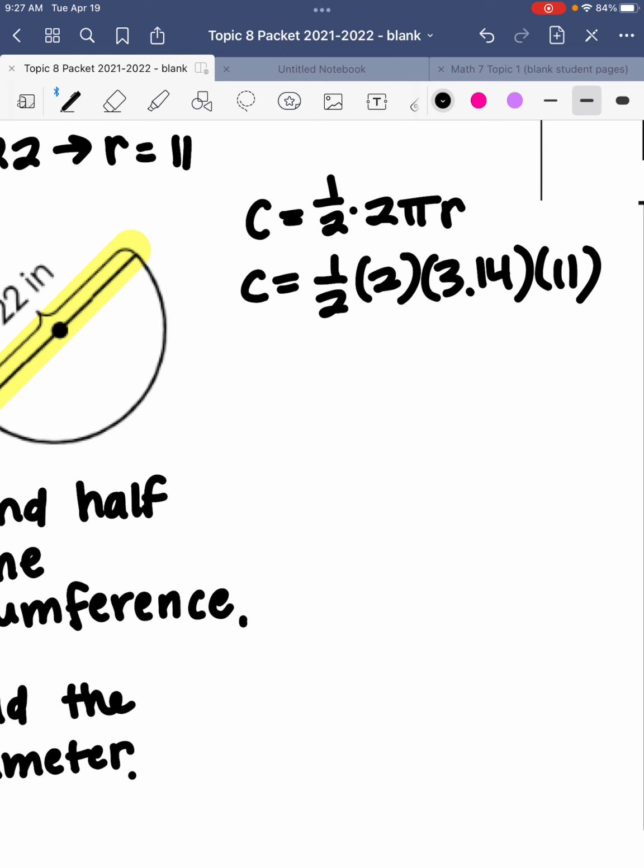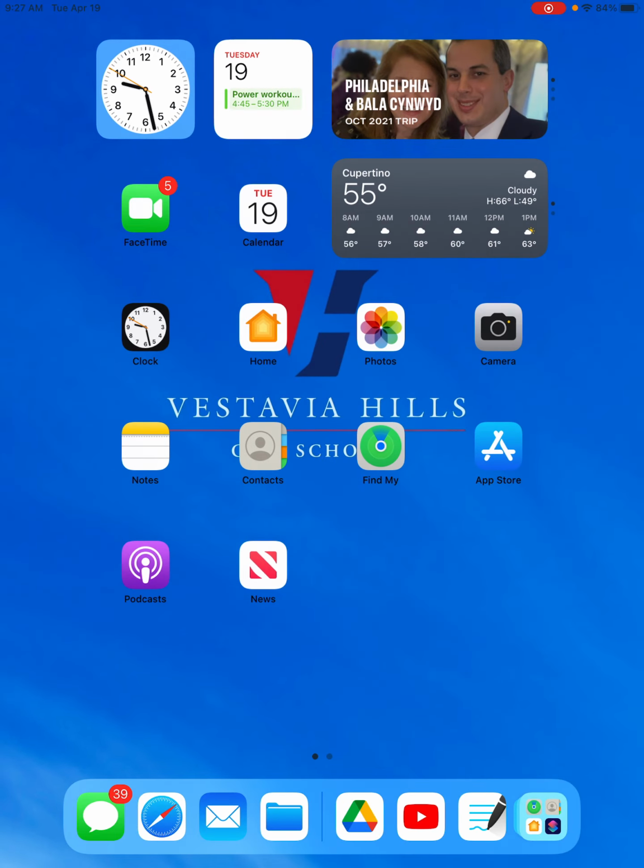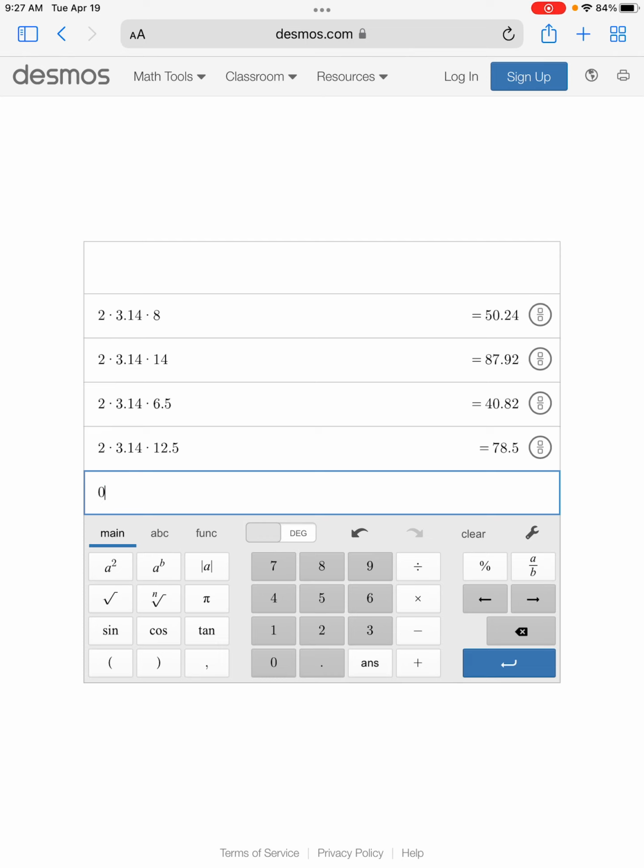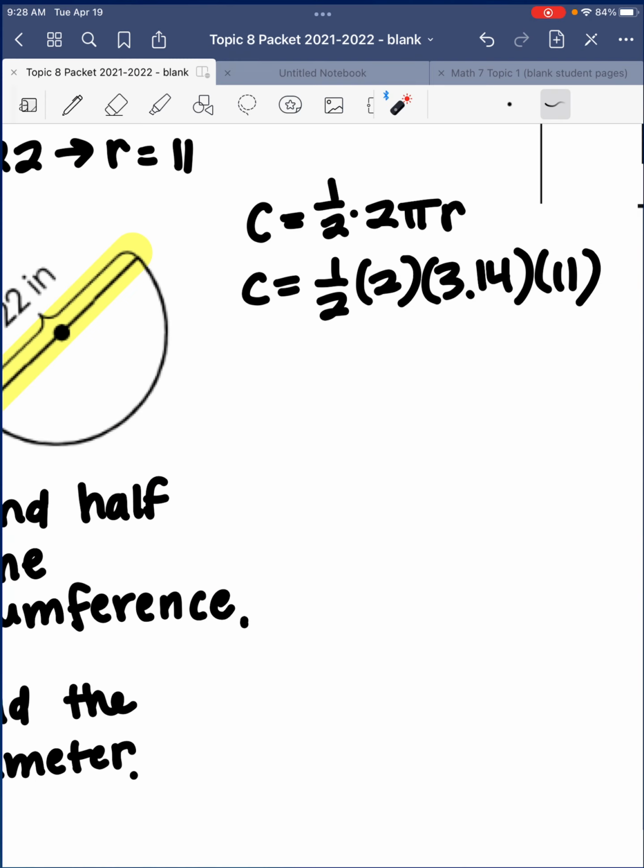So let's just put that in my calculator. Keep in mind, I'm not going to use 1/2 in my calculator. I'm going to use 0.5, okay? So we have 0.5 times 2 times 3.14 times 11. And we end up with 34.54, okay? Now, I need to add my diameter to that.